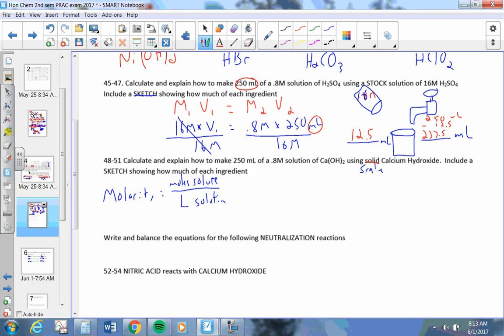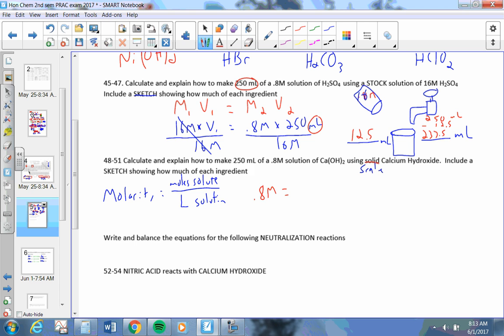So when I start plugging in, what do I need? Well, I'm trying to make 250 milliliters, which now in this case I do need to change to liters because the molarity formula is in liters. I'm not just trying to figure out how many milliliters of something. So molarity is going to be 0.8 molar.